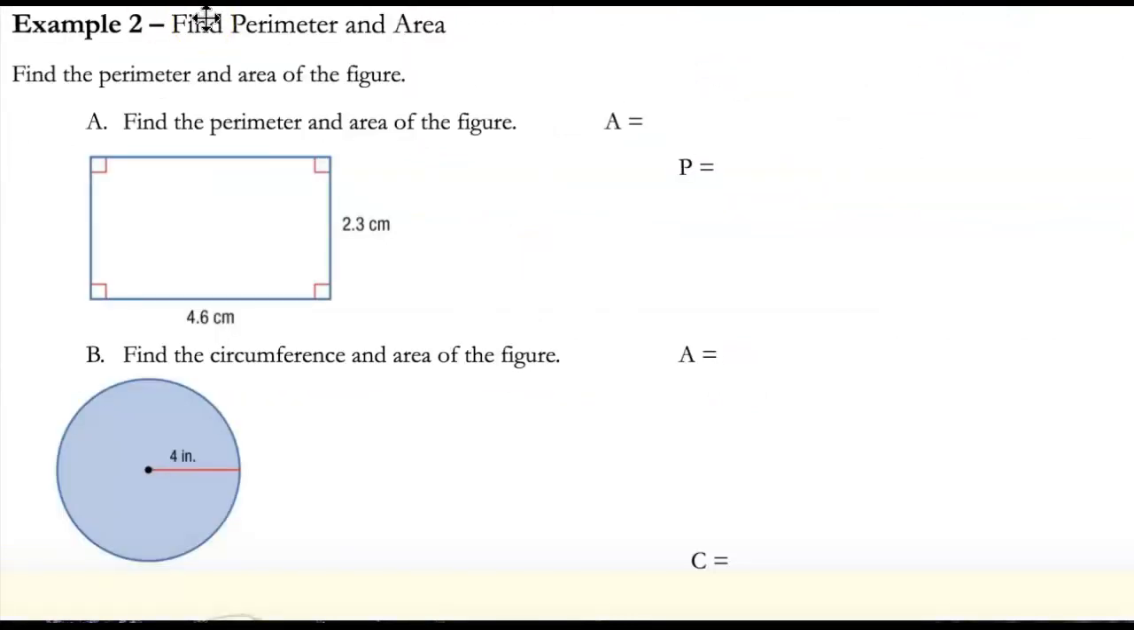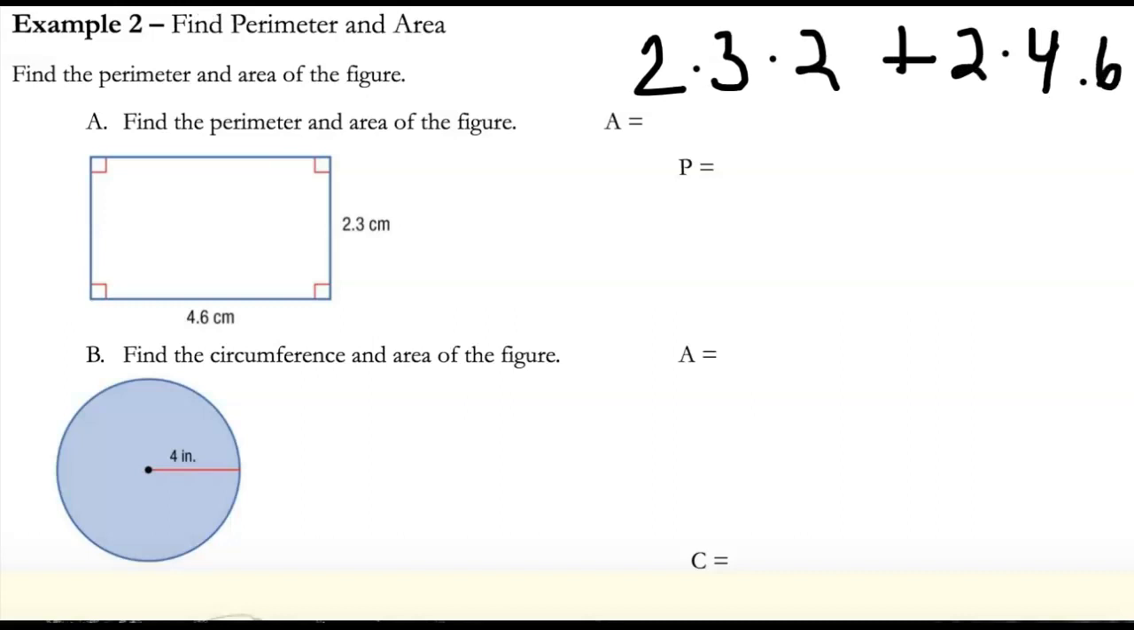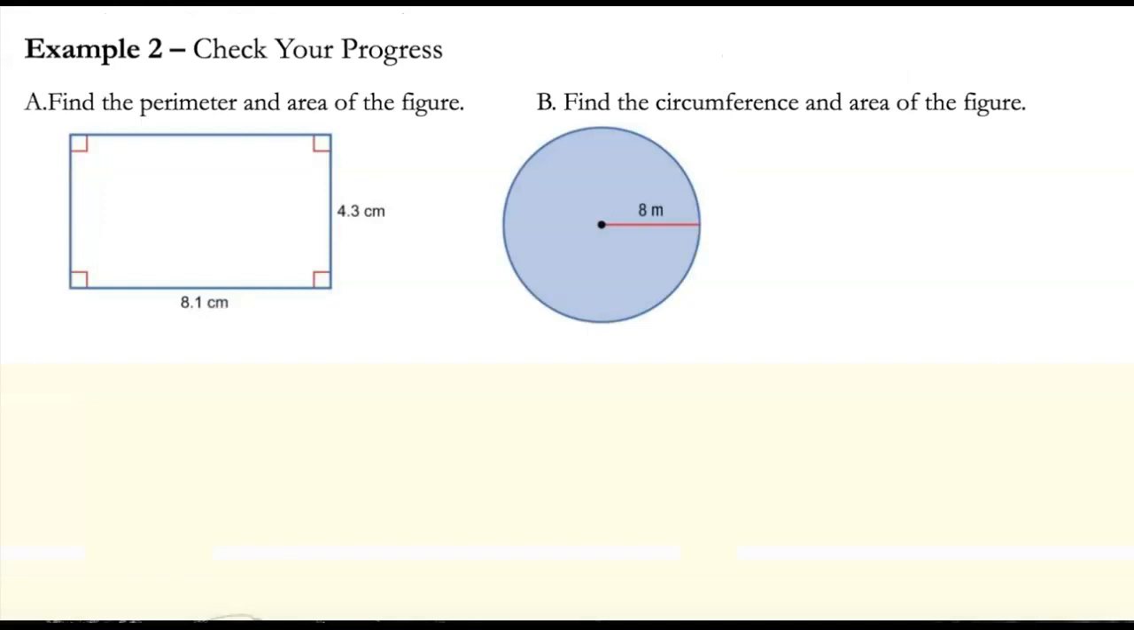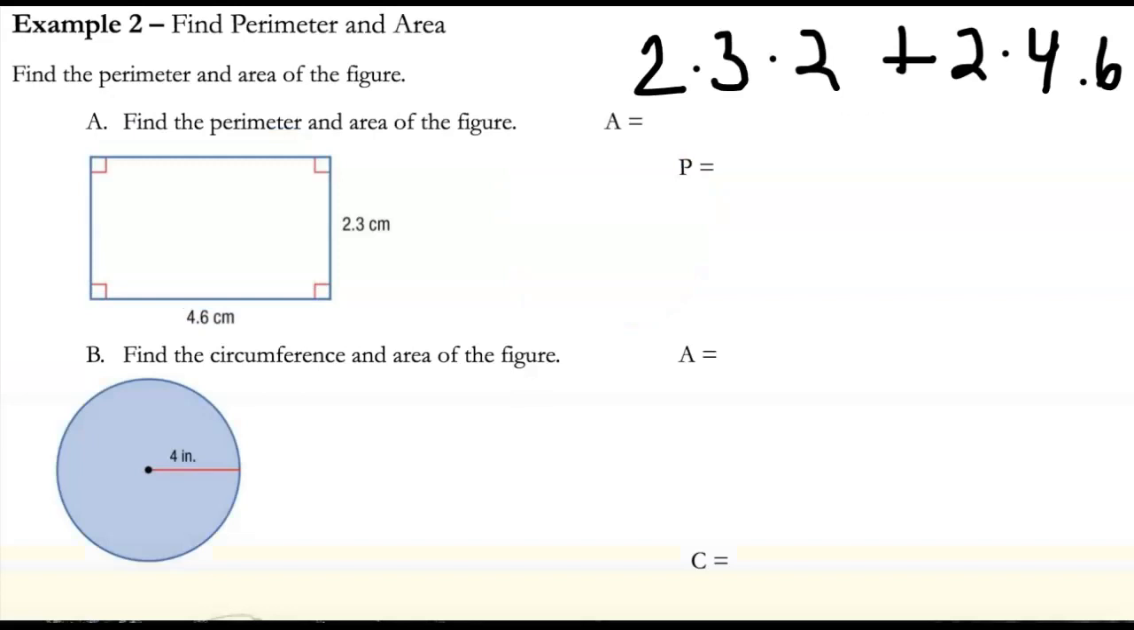So for the perimeter, for this first one, we're just going to add 2.3 times 2, and then add 2 times 4.6. Just going to press pause so I can get my calculator. So the perimeter for this particular rectangle is 15.6, and especially in geometry, we're going to make sure that we put the correct labels in here. So we're using centimeters, and this is a linear measure, so there's just centimeters.